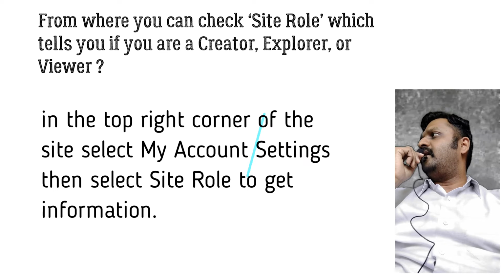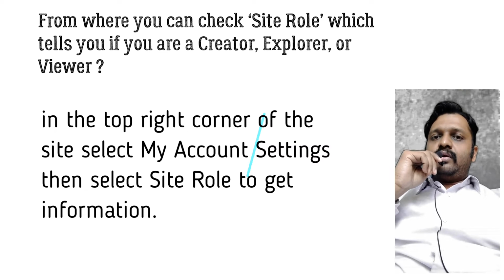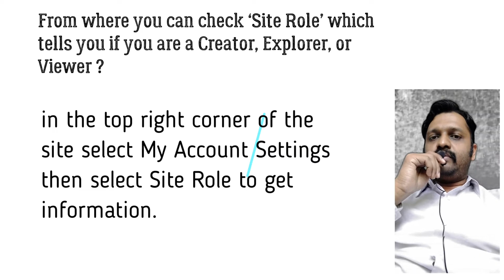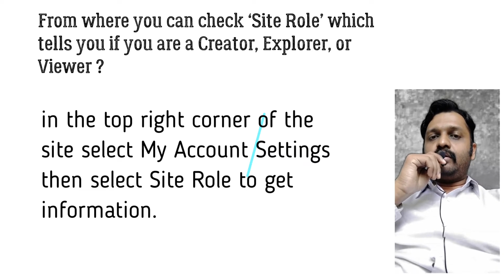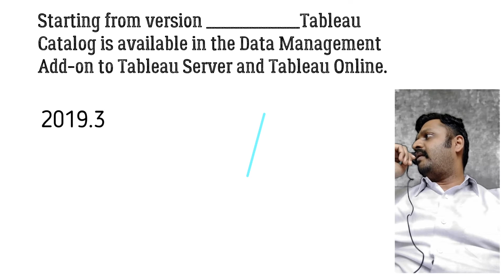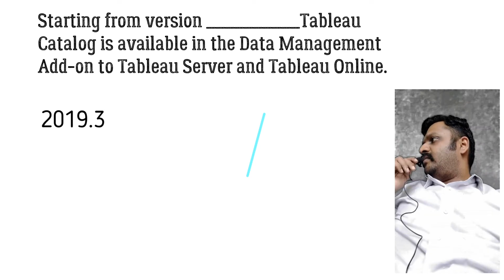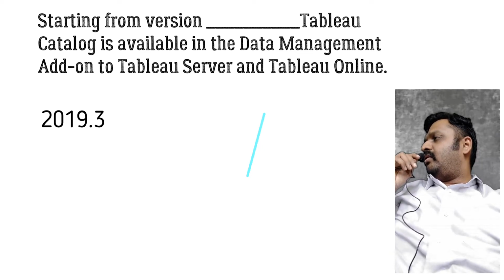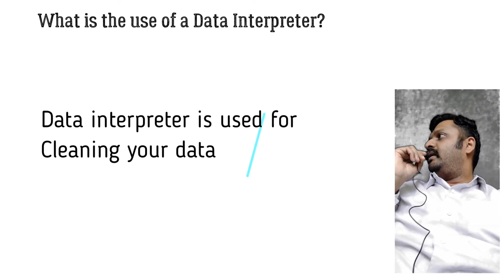Next question. From where can you check site role, which tells you if you are a creator, explorer or viewer? In the top right corner of the site, select My Account Settings, then select Site Role to get the information about whether you are a creator, explorer or viewer. Next question. Starting from which version is Tableau Catalog available in the Data Management add-on on Tableau Server and Tableau Online? 2019.3.